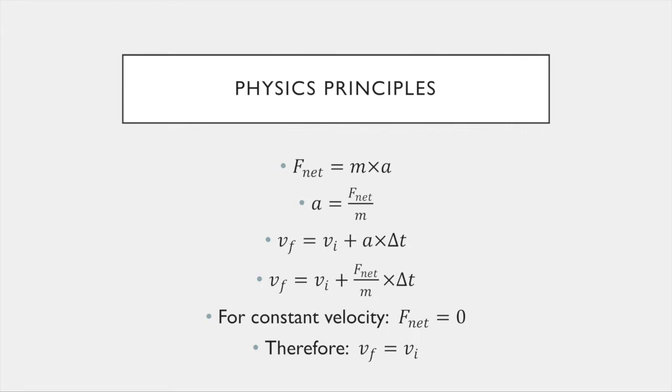Newton's second law states that the net force acting on an object is equal to the object's mass times the acceleration. We also know that final velocity equals initial velocity plus acceleration times change in time. We can replace acceleration with net force over mass to get the following equation. However, for constant velocity, we know that the net force is equal to 0. Therefore, the final velocity is simply equal to the initial velocity.